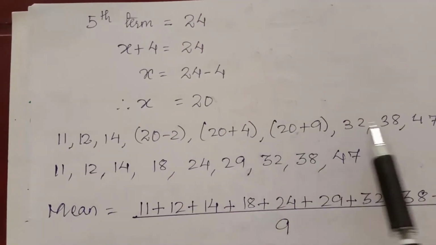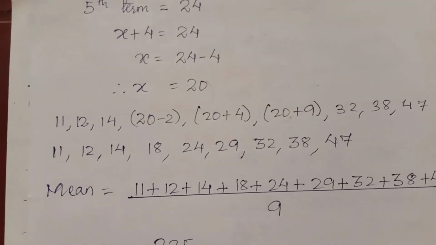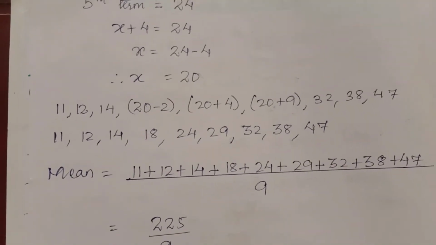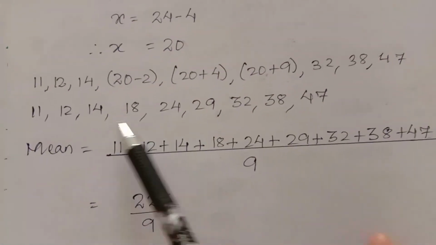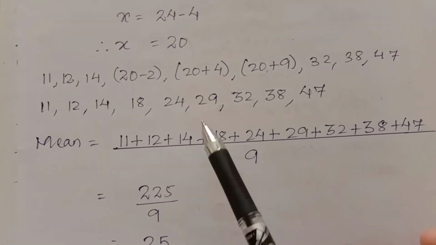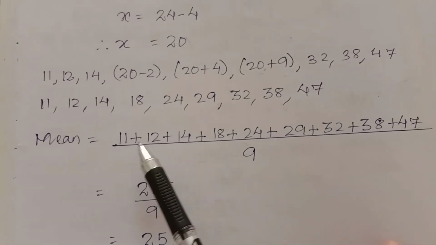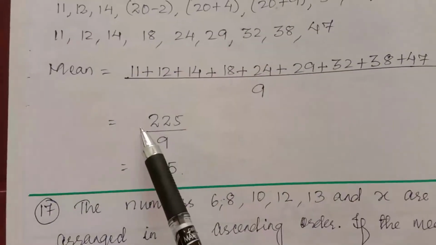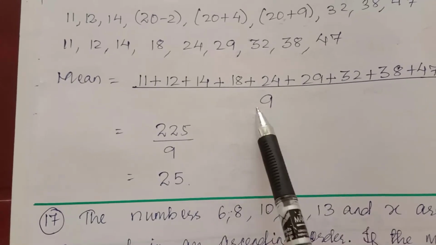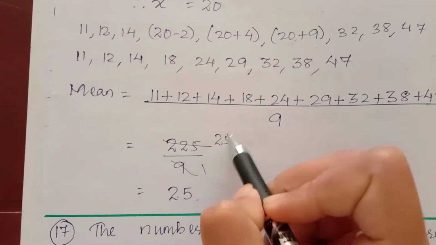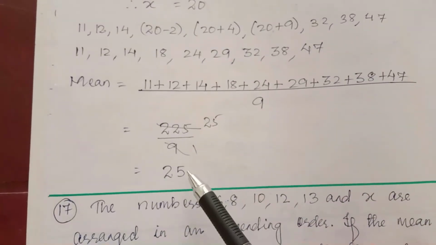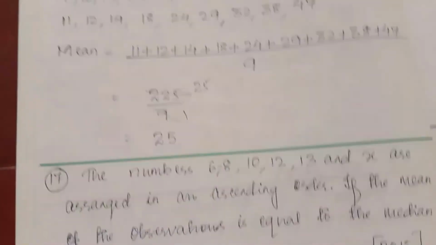Now put the value of x here, and you will get the new set of numbers. Now we have to find the mean. In this type of question, we add all the numbers, then divide by the number of observations. On adding, it is 225 divided by 9. You can cancel: 9 2s are 18, 9 5s are 45. So the answer is 25.